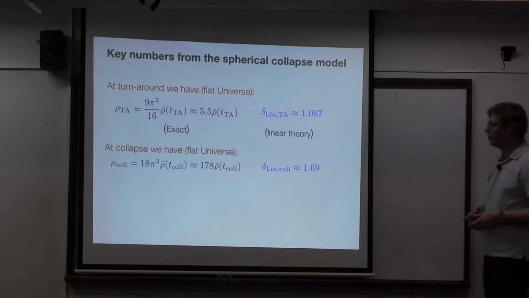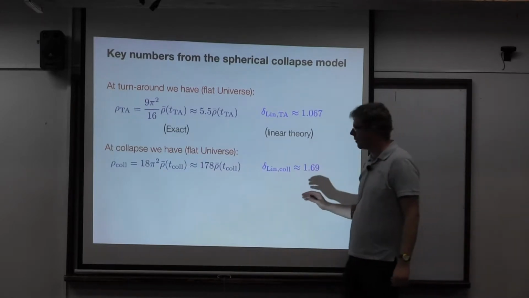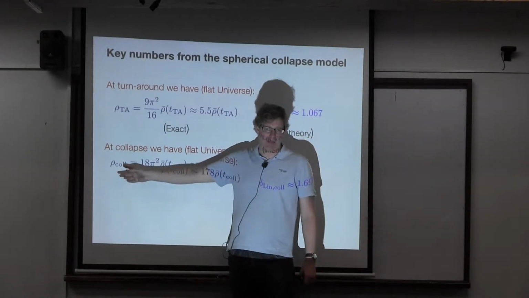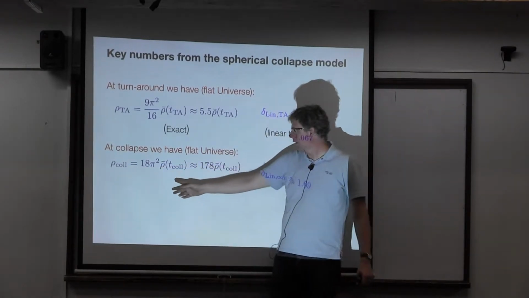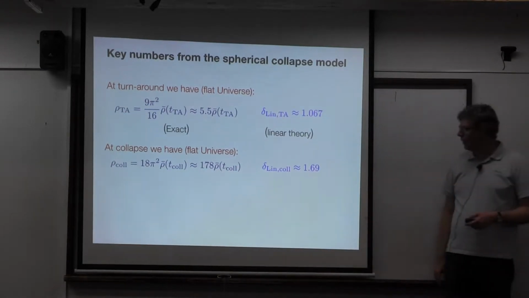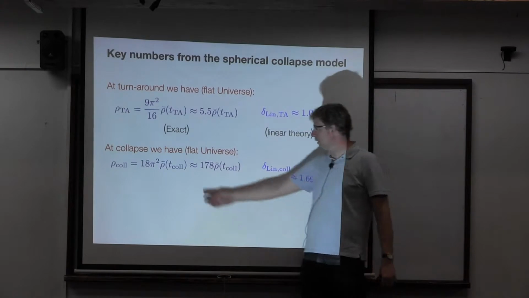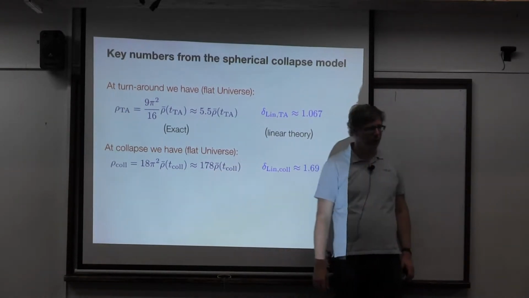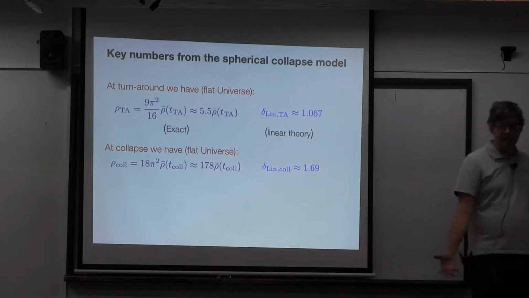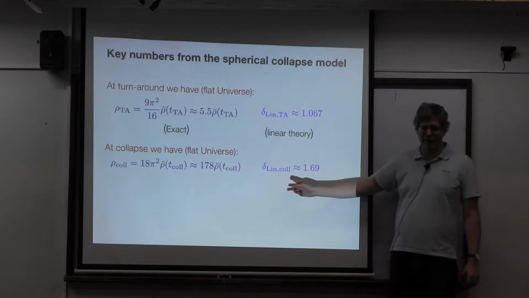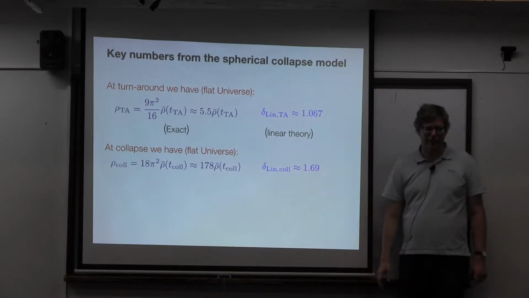And you can do the same thing with the collapse. And what you find then is that the density at collapse in a flat universe is 18 pi squared, which is one number that people often remember, times the background density, or that there's an overdensity of about 180. That's when the object virializes. And that corresponds to a linear overdensity of 1.69.